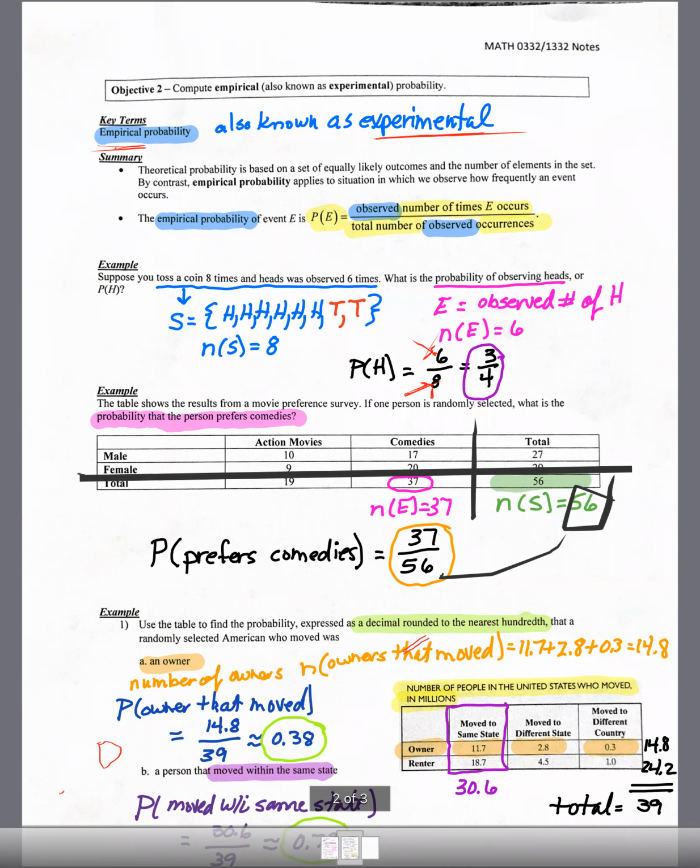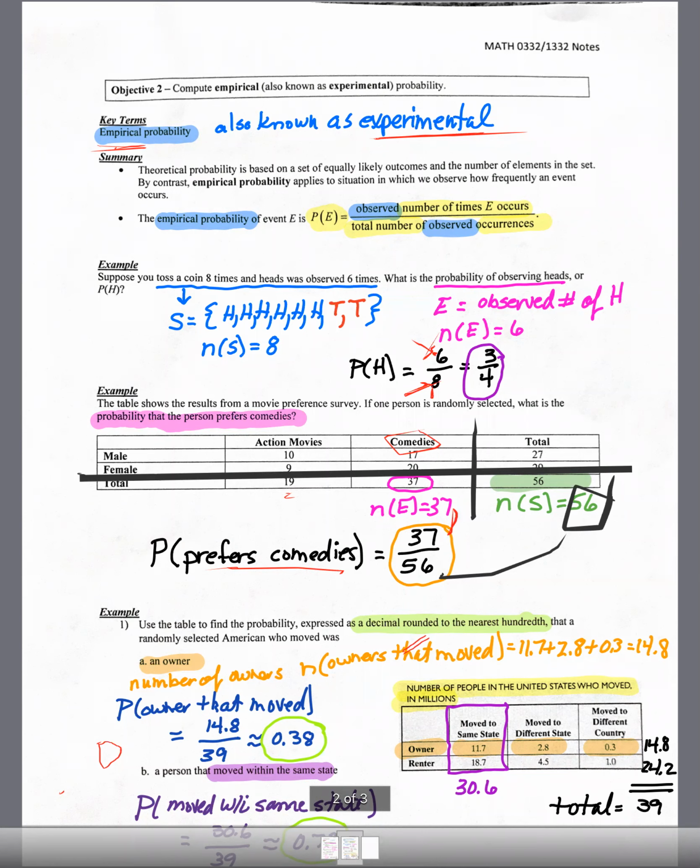If you're looking for the probability that somebody likes comedies, then if you go down the column, this is action movies right here, 19. For comedies, that's what we're looking for right here, and for comedies, we're looking at 37 people. Well, that's who I'm interested in. So my numerator becomes 37, my denominator is 56, and this won't simplify.